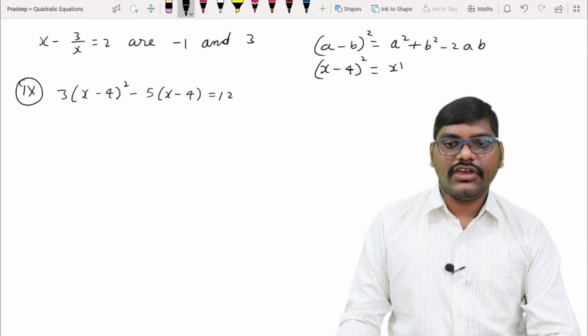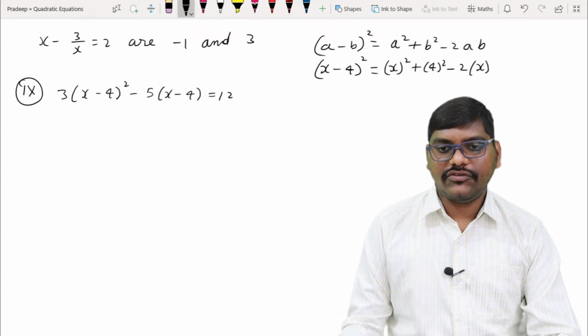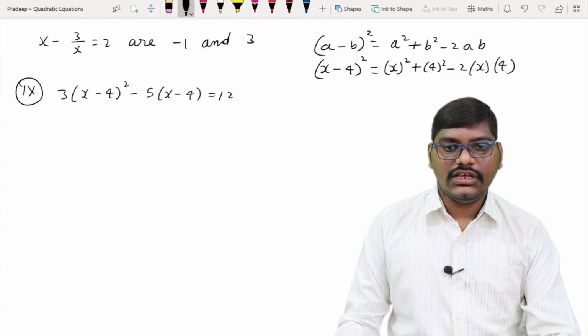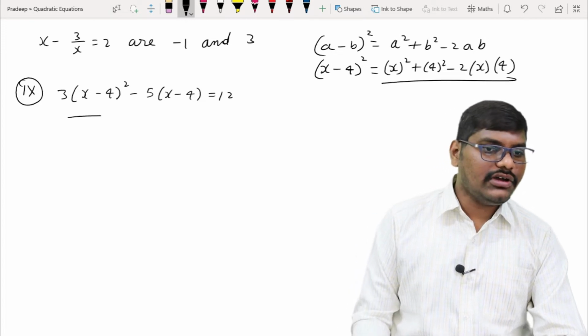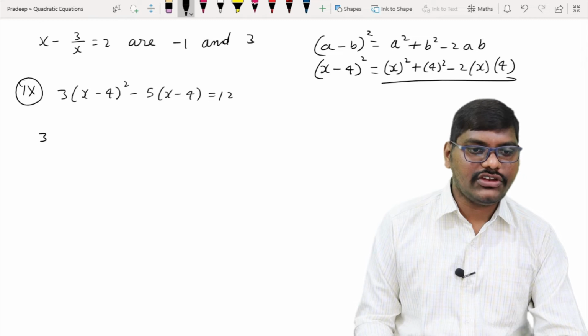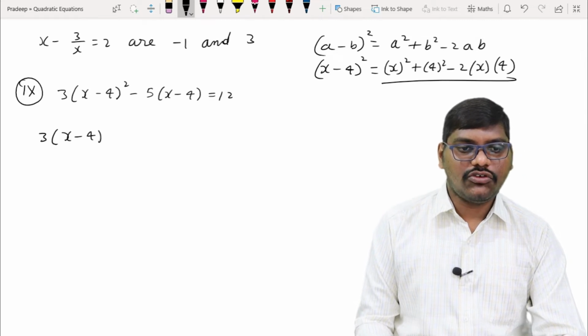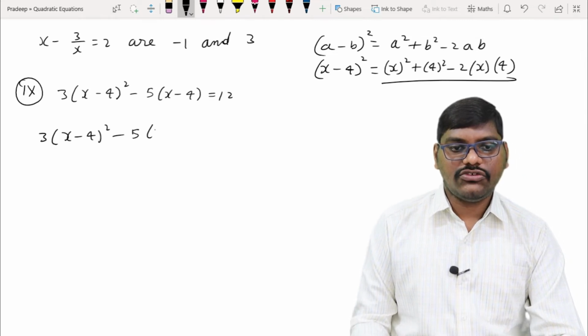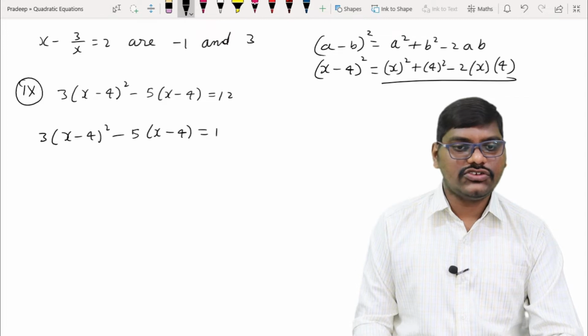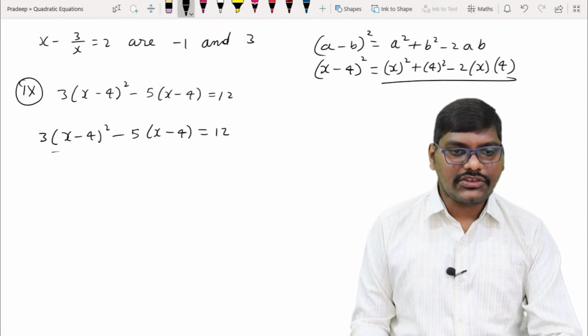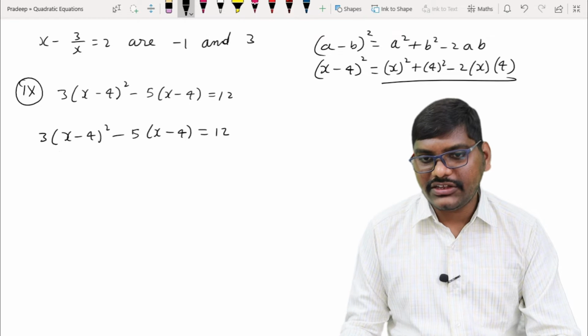So this is x square and this is 4 square minus 2 into x. That is a, so in the place of a, x, and in the place of b, 4. The same thing I'll just write over here. So I can write here first the question: 3 into (x minus 4) whole square minus 5 into (x minus 4) equal to 12. So here, in the place of (x minus 4) whole square, I'll just write this complete part.